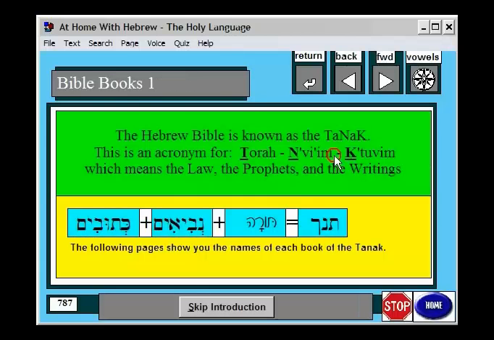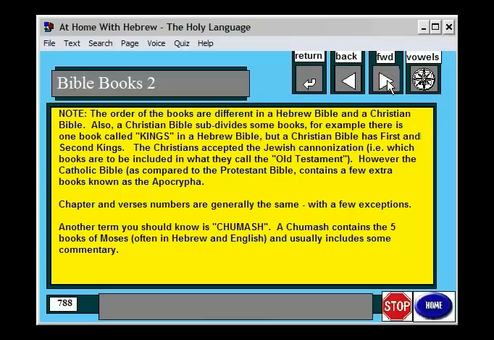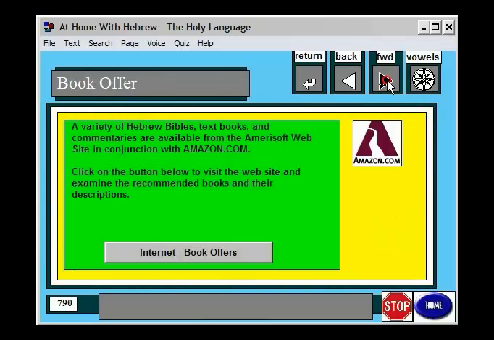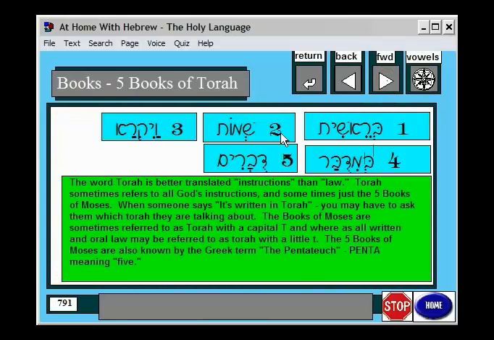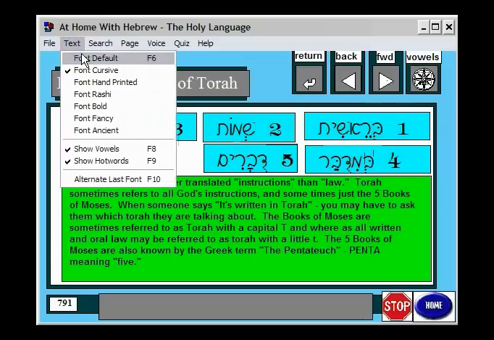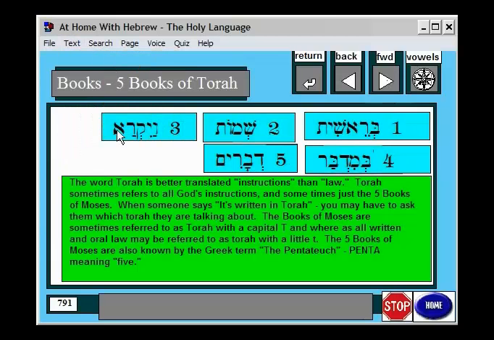So books of the Bible, it shows you, for instance, what the word Tanakh means, which is the Hebrew way of saying the Hebrew Scriptures. And then we break it down into all the different books here. So here's the books of the Torah, Bereshit. Again, I've got the font set on cursive here. I was doing that for another demo. So this will show you how I can switch between the different fonts. So now I've gone back to the regular font.